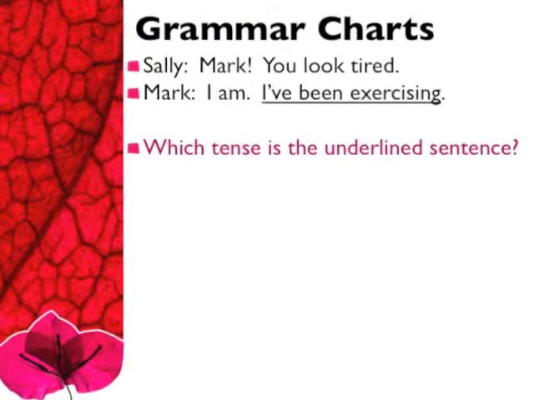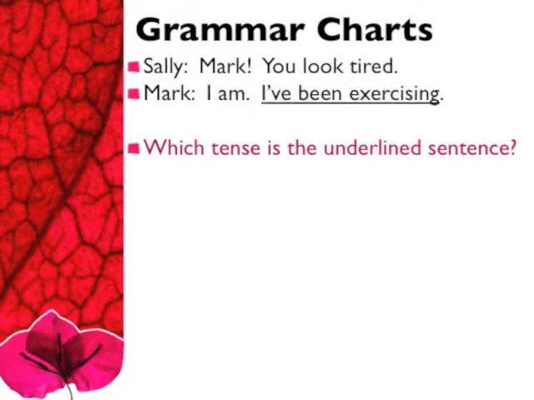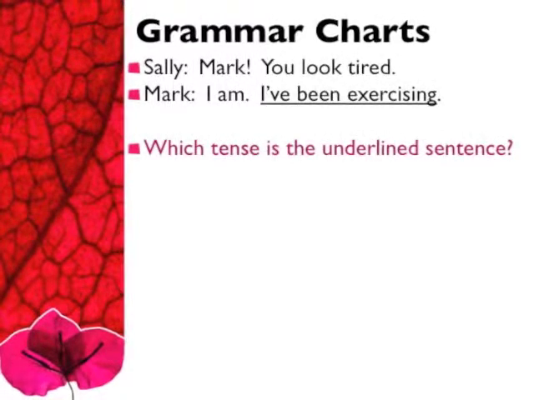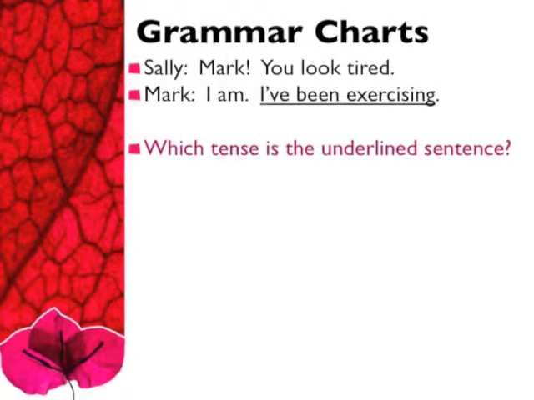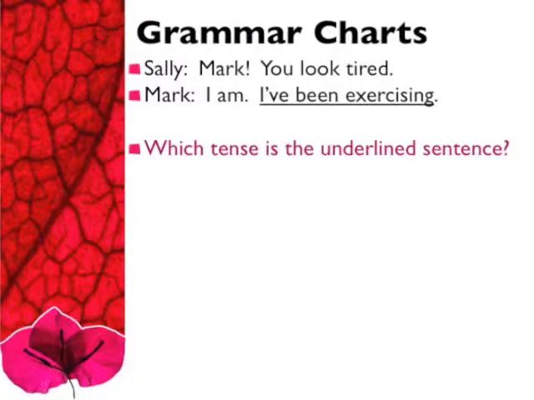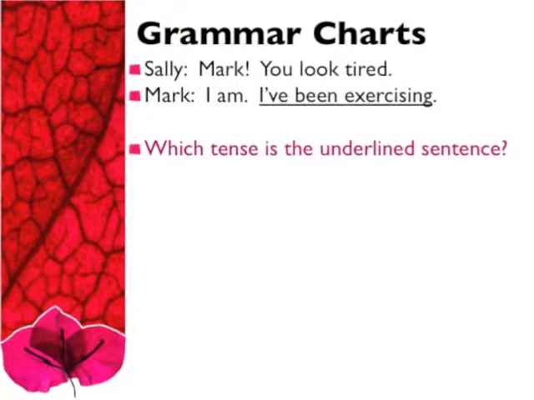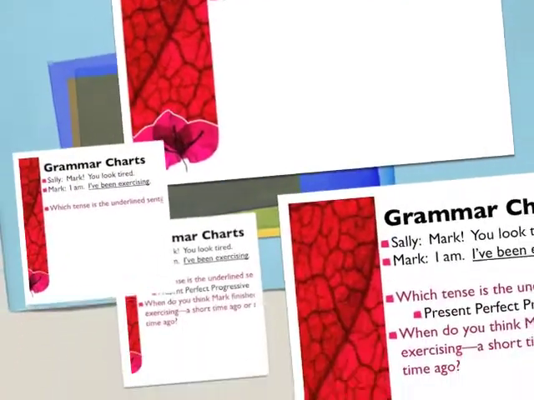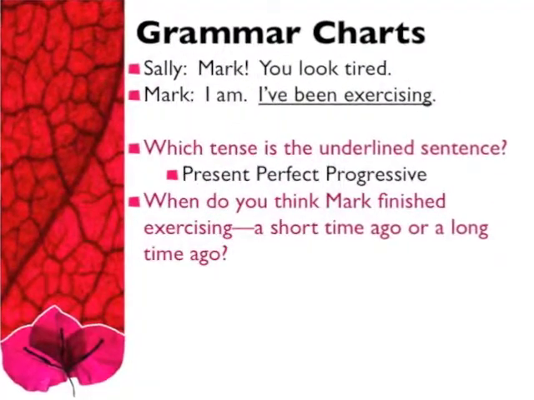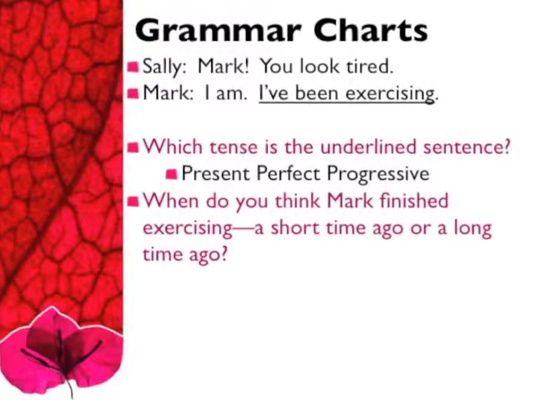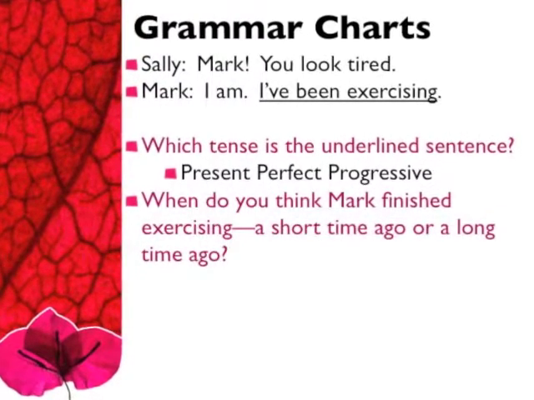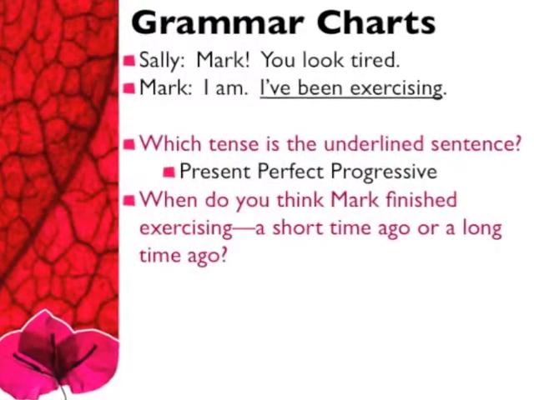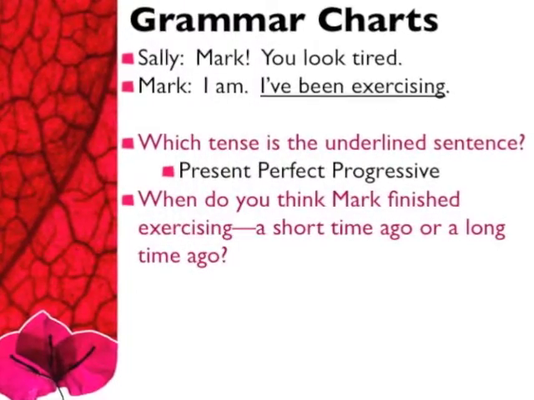Alright, so let's look at this conversation. Sally says, "Mark, you look tired." Mark replies, "I am. I've been exercising." So which tense is the underlined sentence, "I've been exercising"? This sentence is in the present perfect progressive, right? But when do you think Mark finished exercising? Do you think he finished a long time ago or a short time ago?